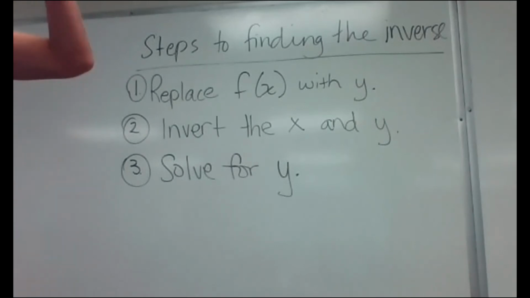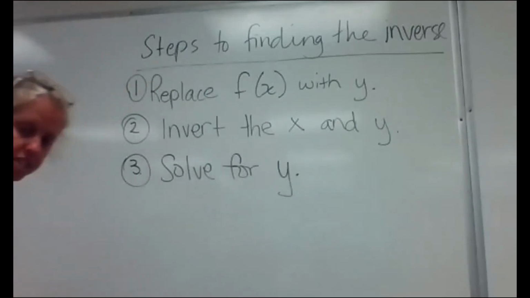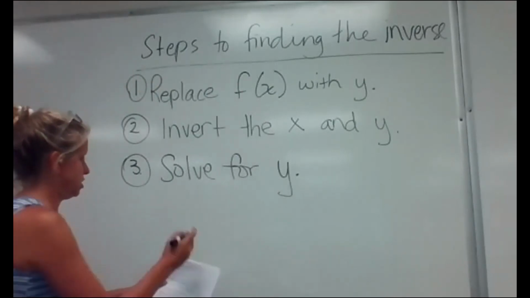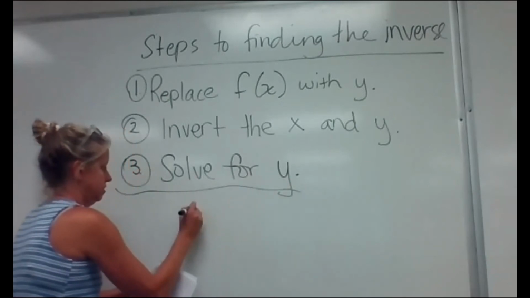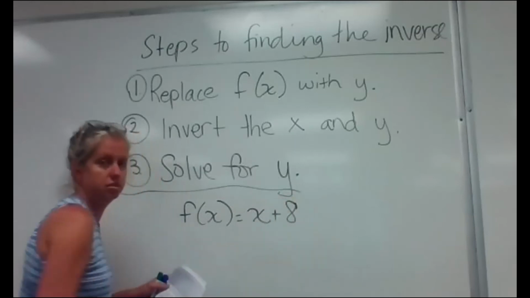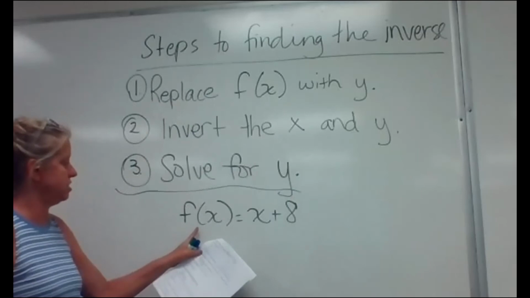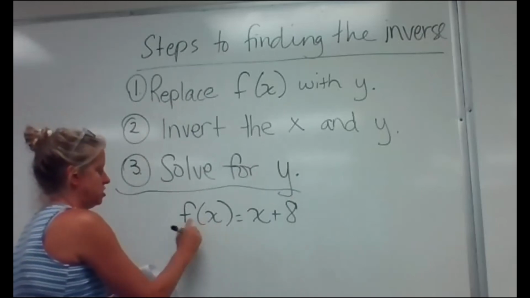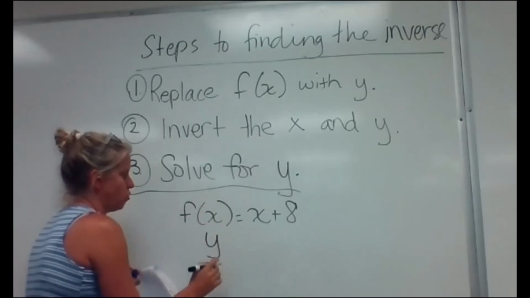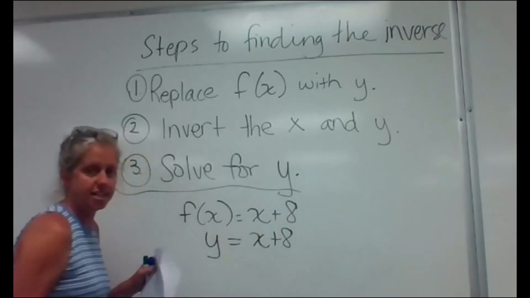All right, let's look at number 7. Now I'm going to do number 7. I'll leave this up on the board for just a second while we do number 7. F of x equals x plus 8. Step 1, replace the f of x with a y. So instead of writing that as f of x, just put its equivalent in there. F of x's are y's. So y equals x plus 8.